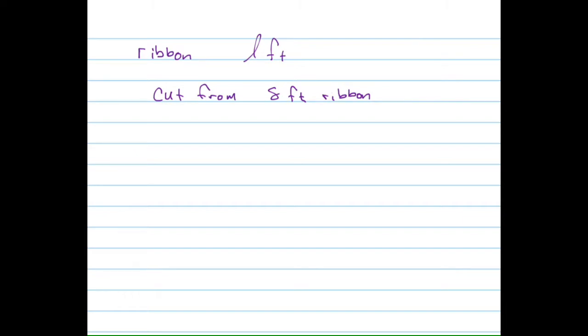So let's think about this. How much ribbon did I start with? 8 feet. Okay, I started with 8 feet. Oh, I didn't. I don't have any ribbon. I'm ribbonless. I have yarn. I could have started with yarn.